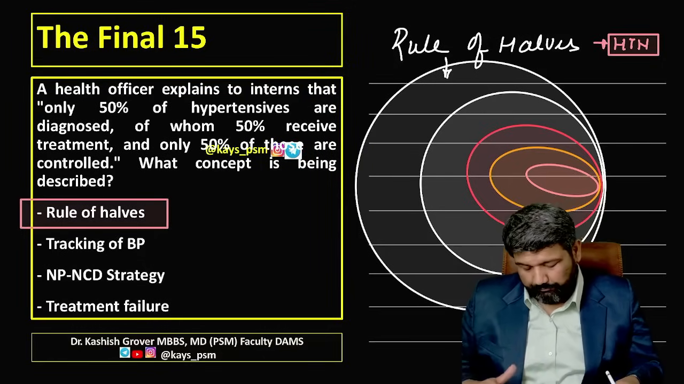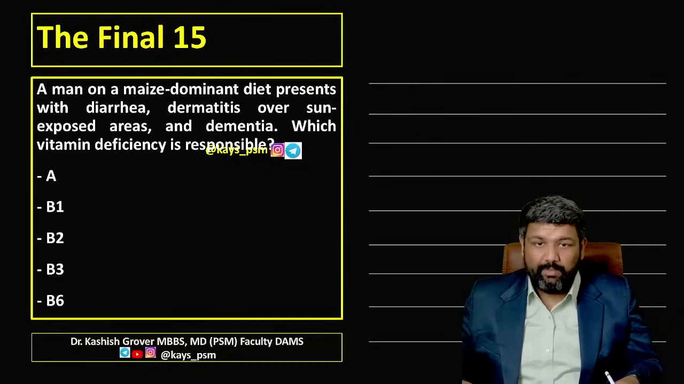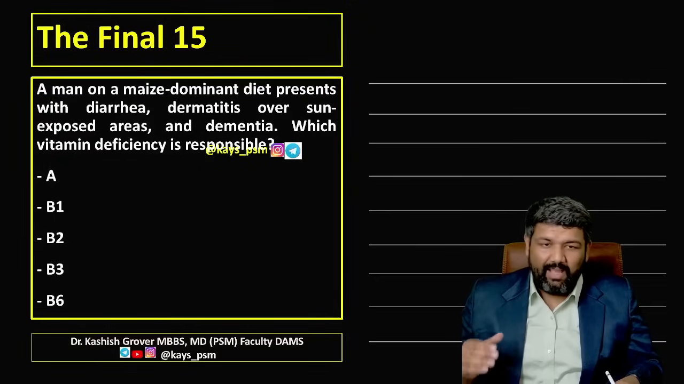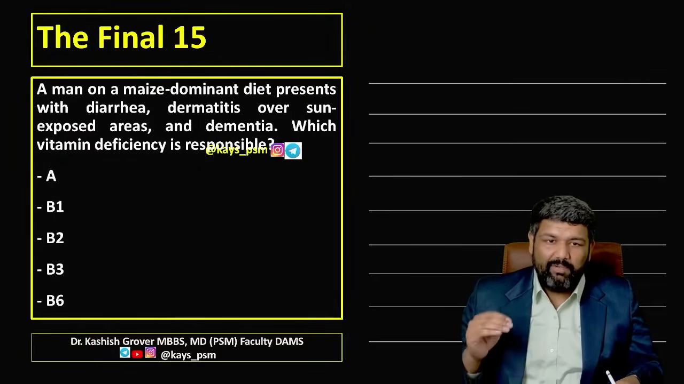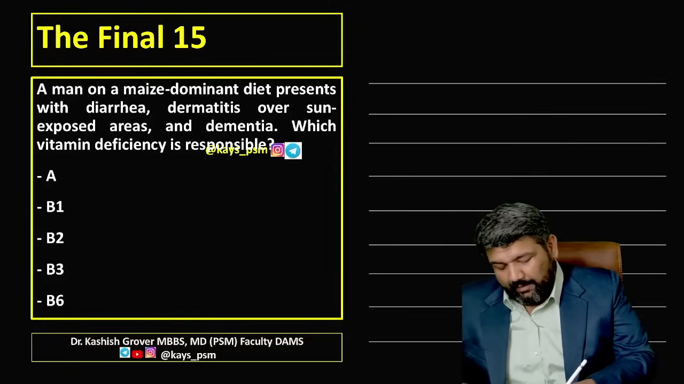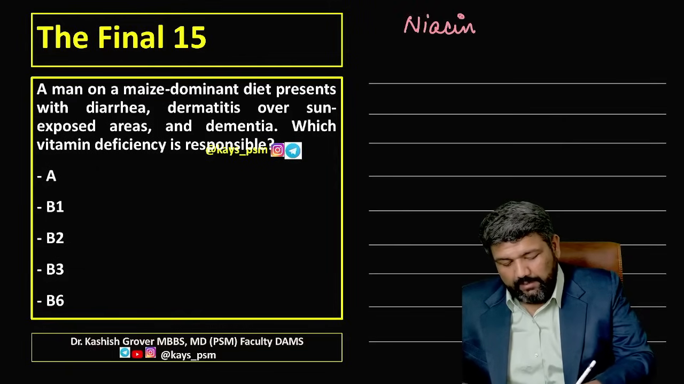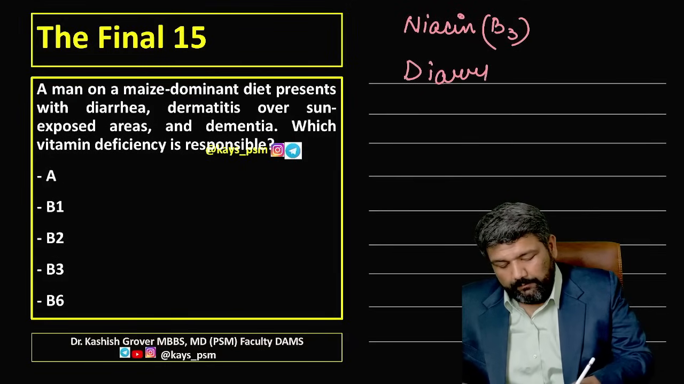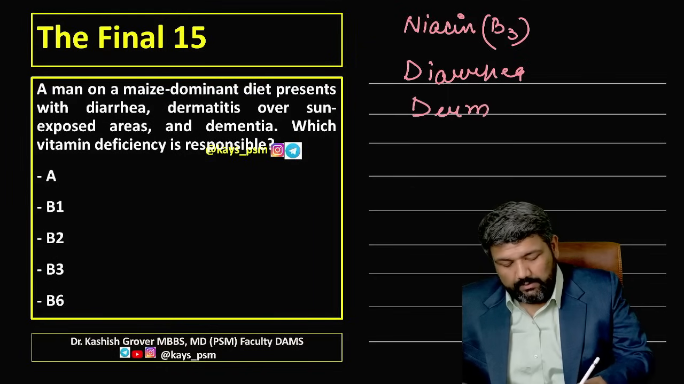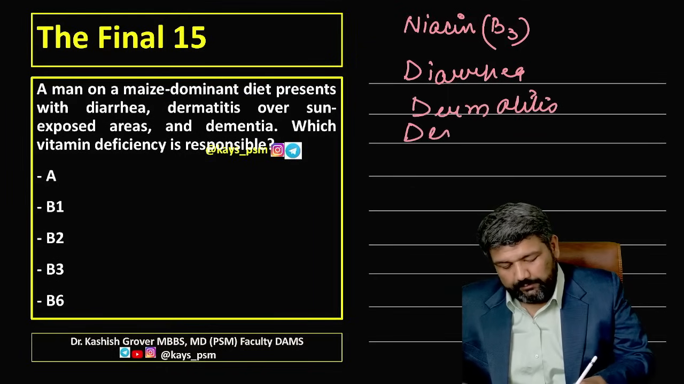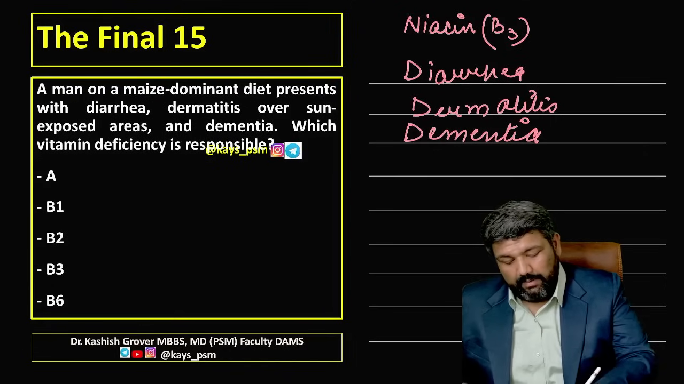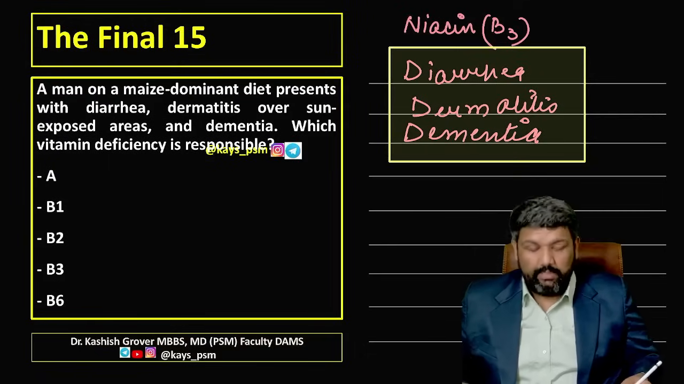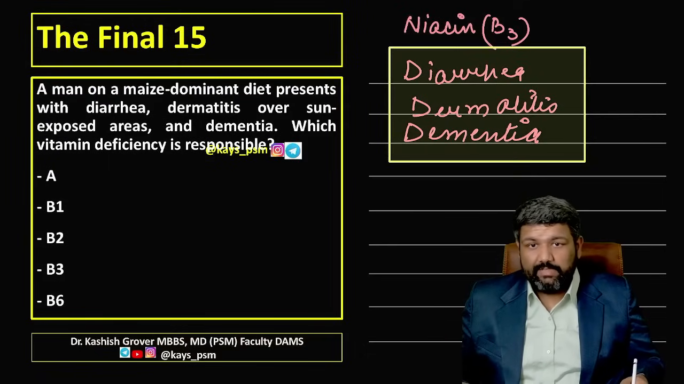A man on a maize predominant diet presents with diarrhea, dermatitis over sun exposed areas. Simple. I think this is the most easy, most simple question in the chapter nutrition. Right? So this is niacin deficiency. Niacin is B3. We see dermatitis, diarrhea, and dementia. Diarrhea, dermatitis, and dementia. This is vitamin B3.